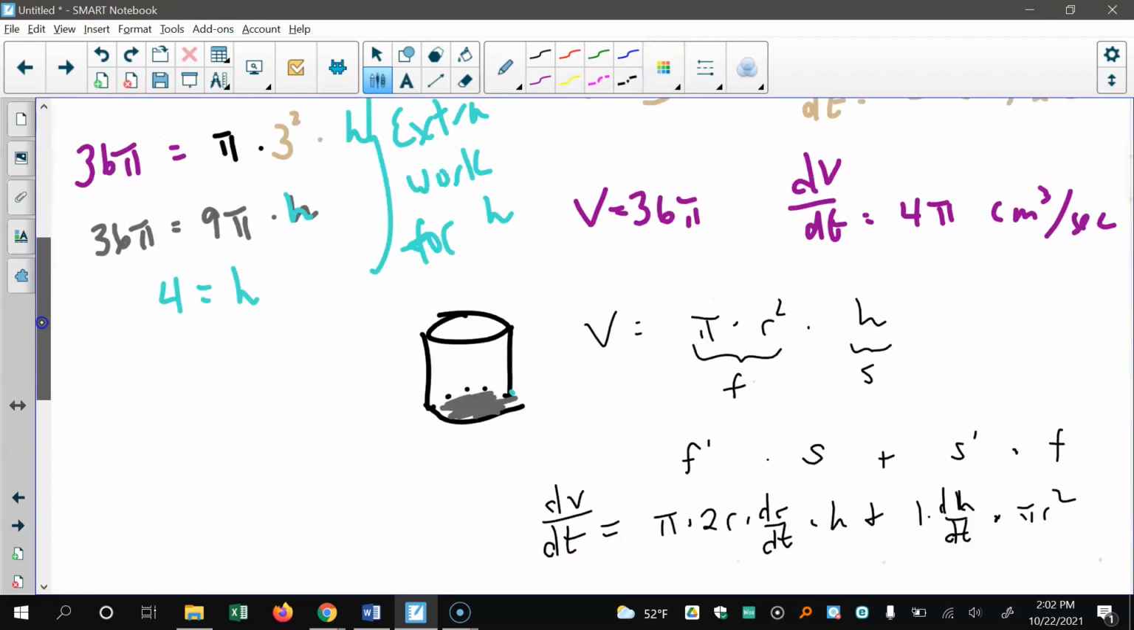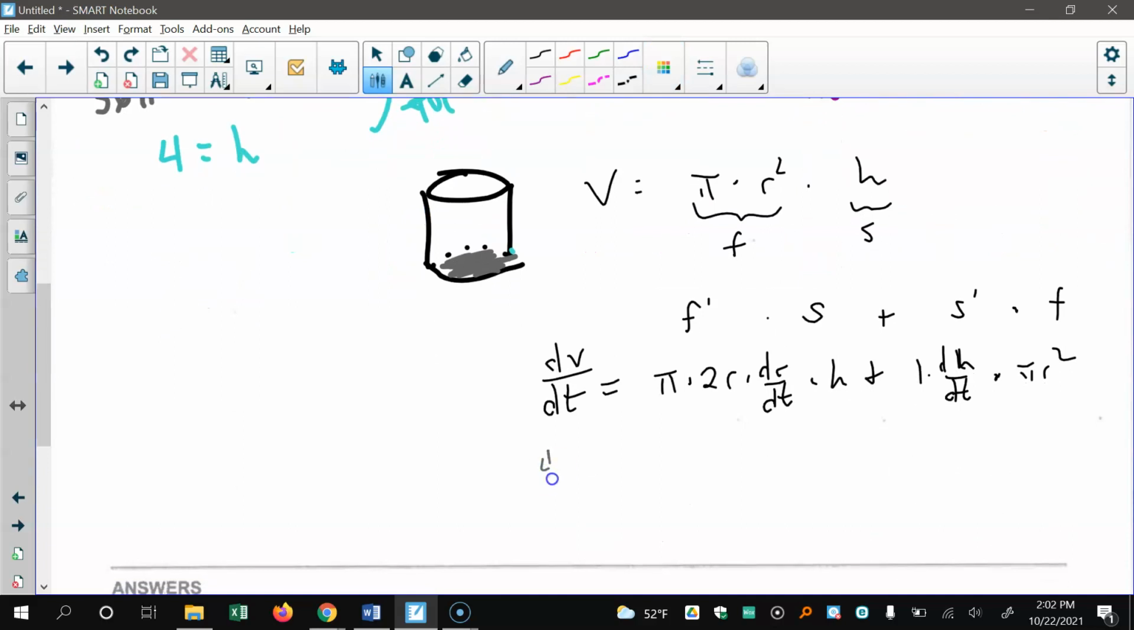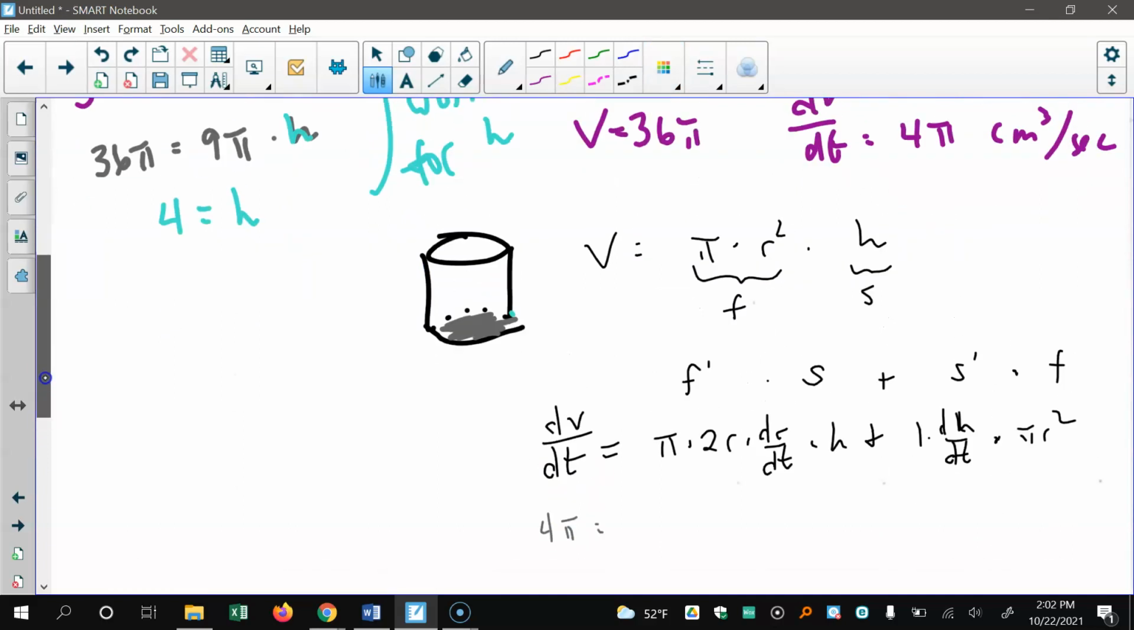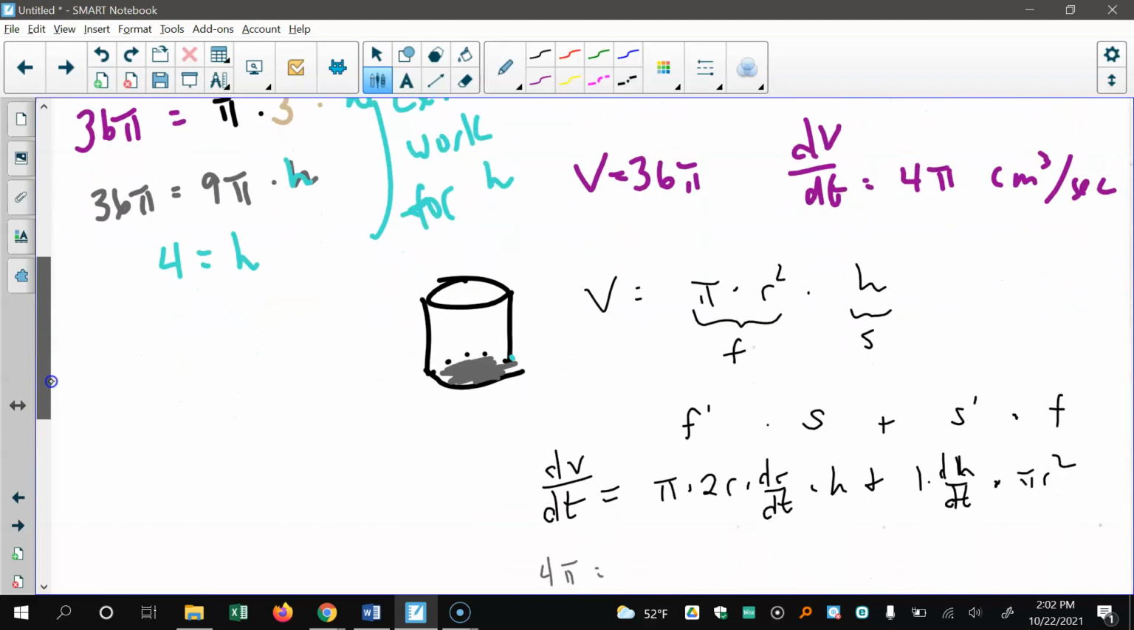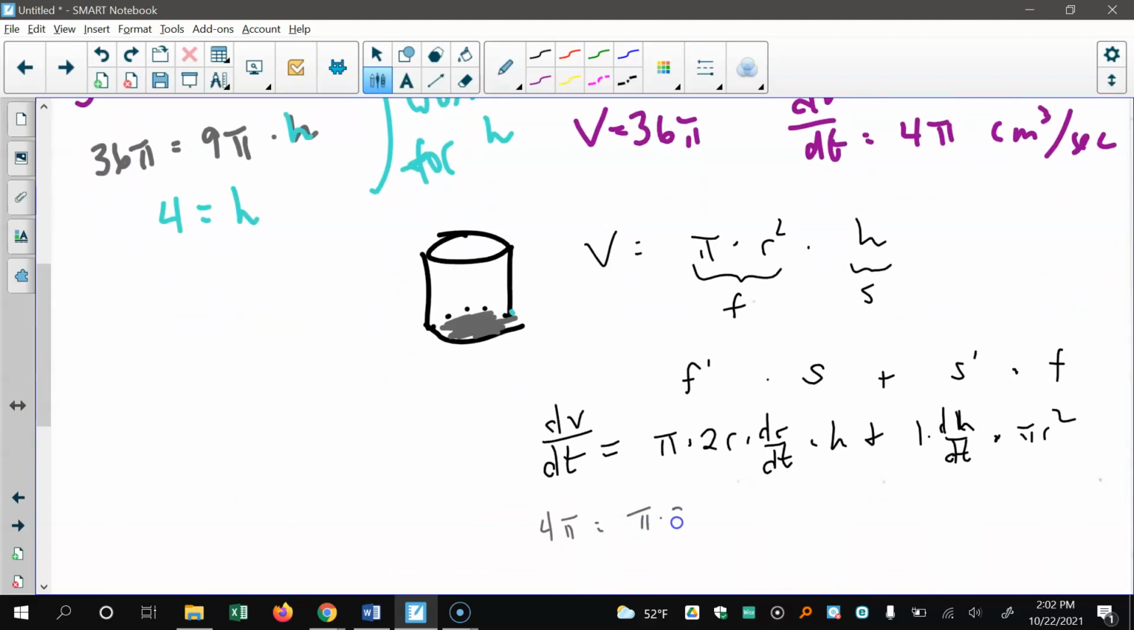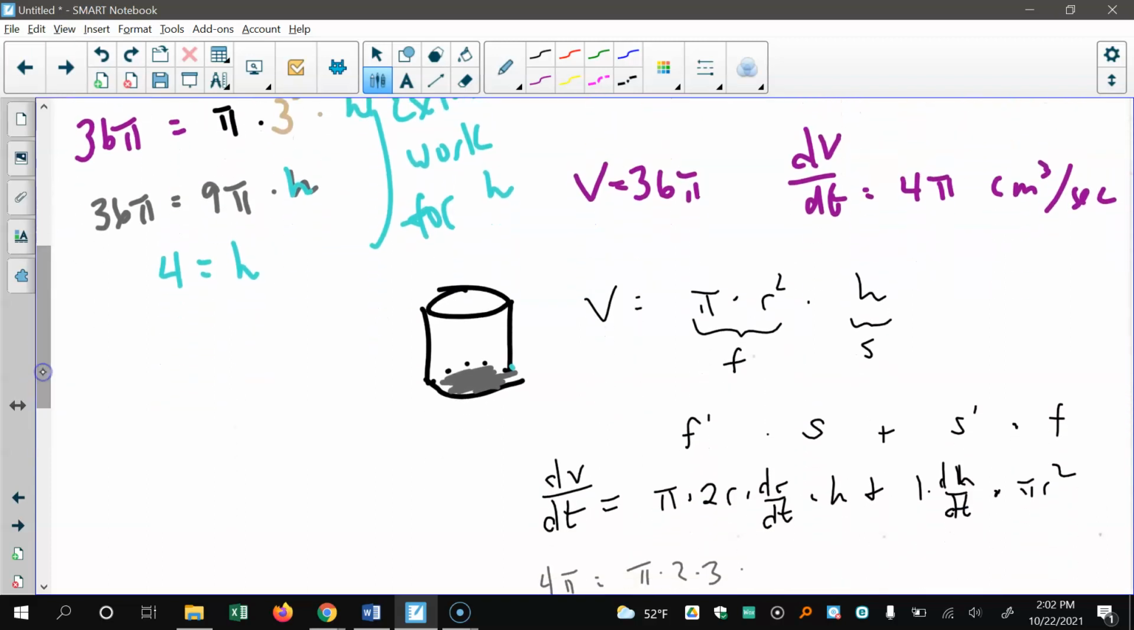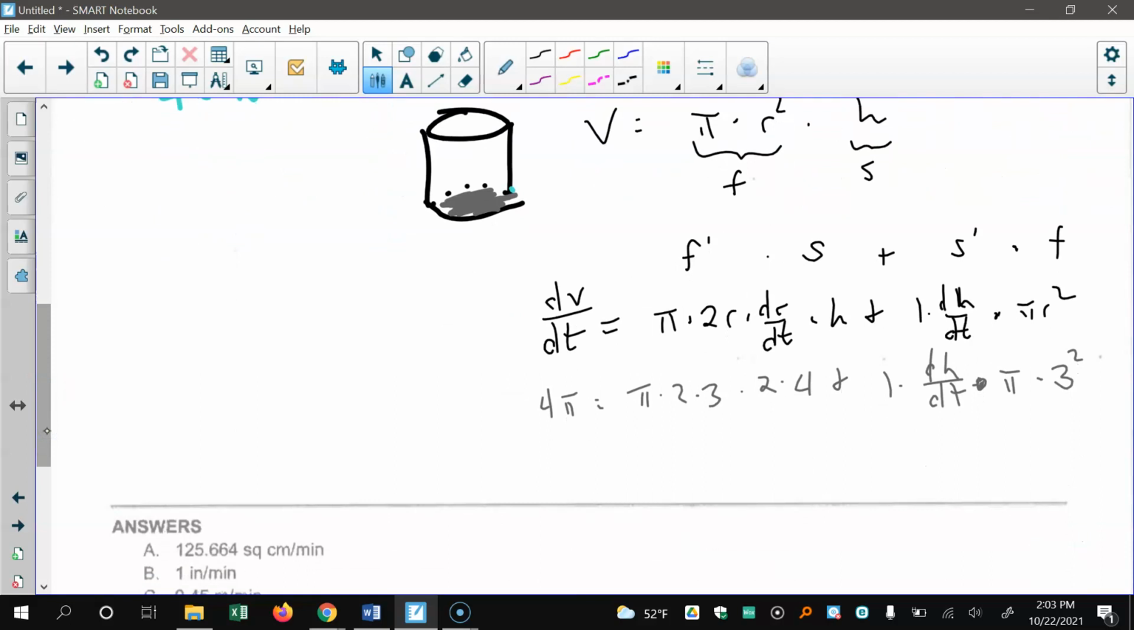Okay, so dv dt looks like it's about 4 pi. And I'm messing up the colors now. Equals pi times 2 times 3 times 2 times 3 times the rate of the radius, which is 2 centimeters, so 2, times the height, which was 4, plus 1 times dh dt, and we don't know what that is, times pi, times the radius, which was 3, squared. Ooh. And now let's do some magic.